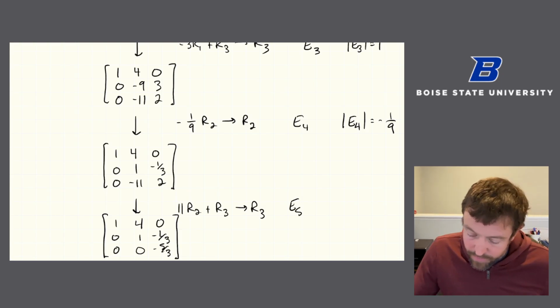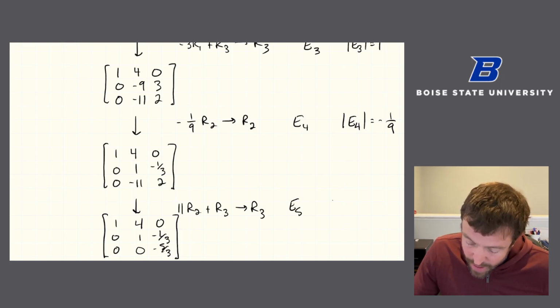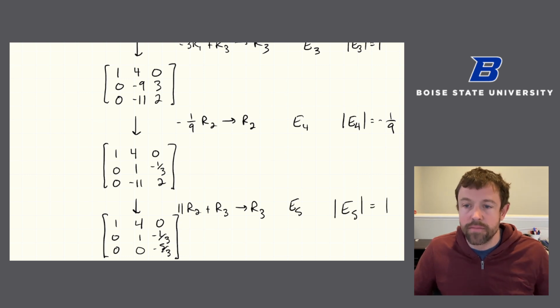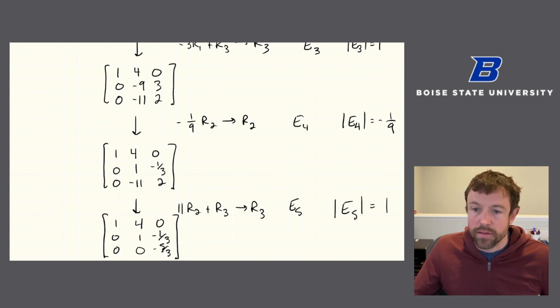And finally, adding a multiple of a row to another row does not change the determinant. Or in other words, the determinant of this elementary matrix is 1.